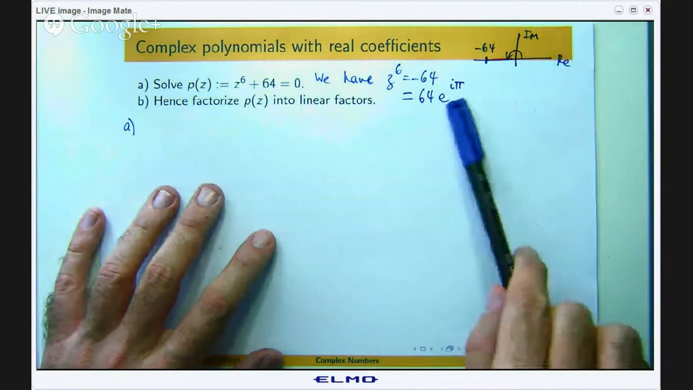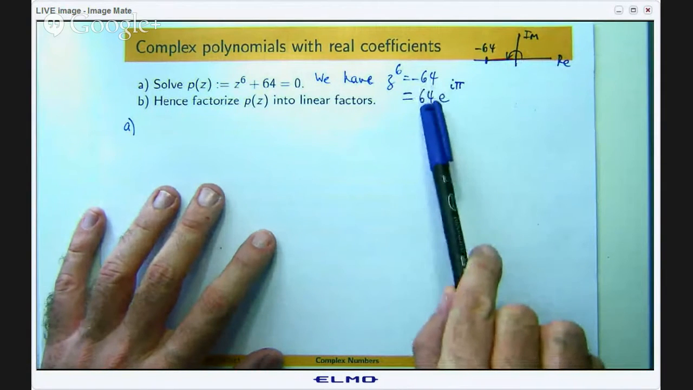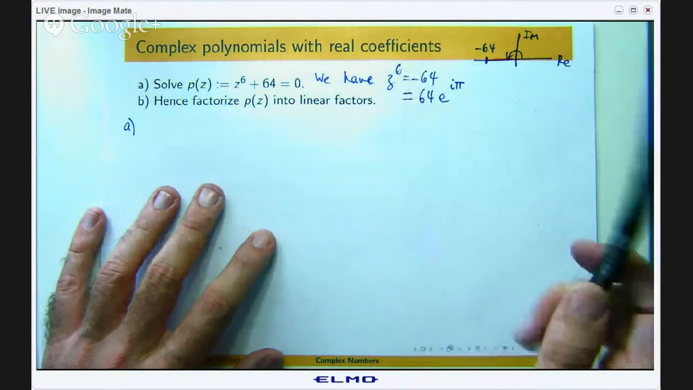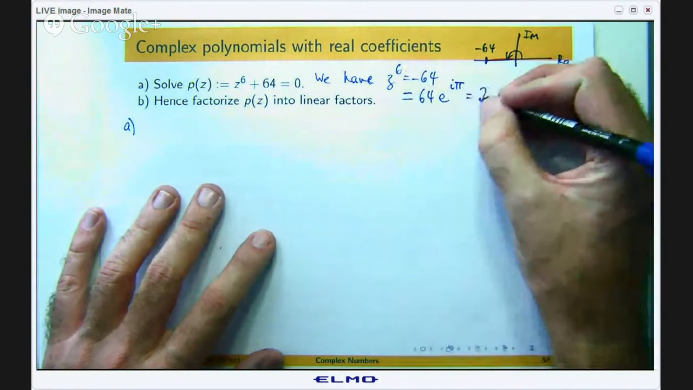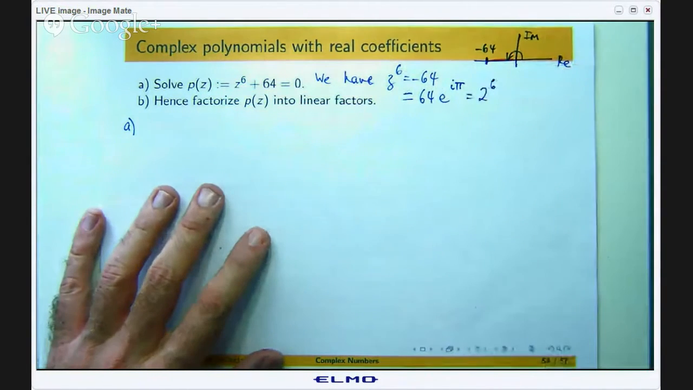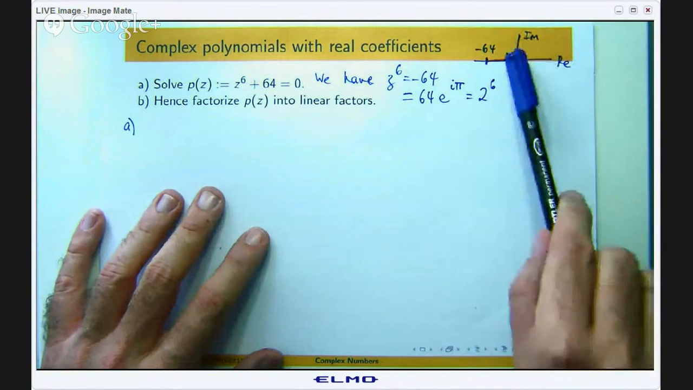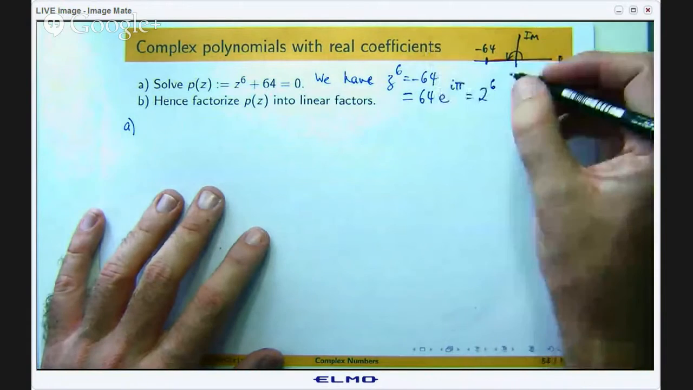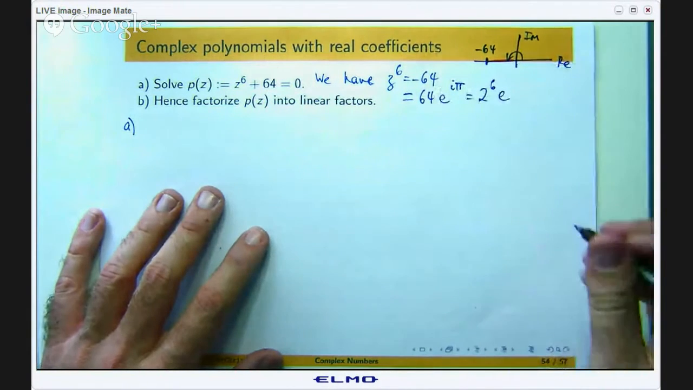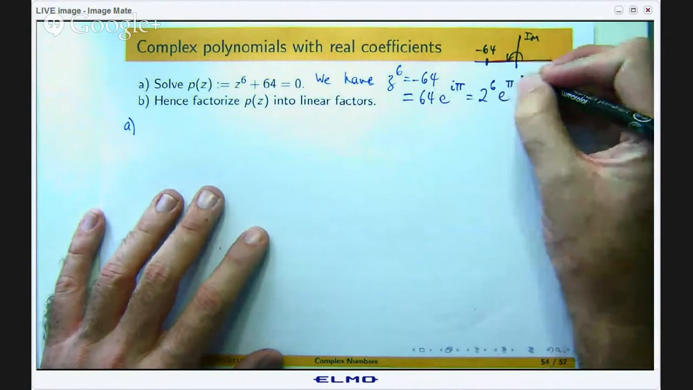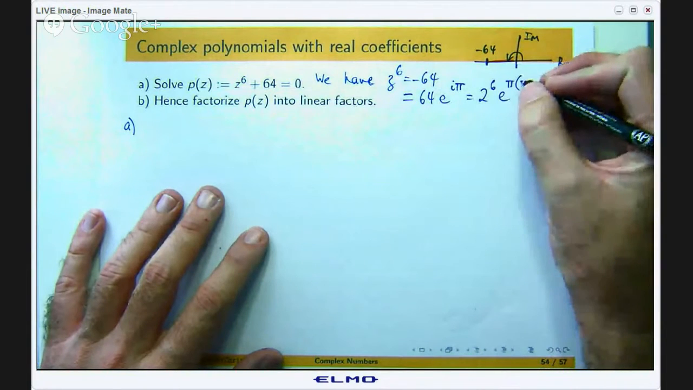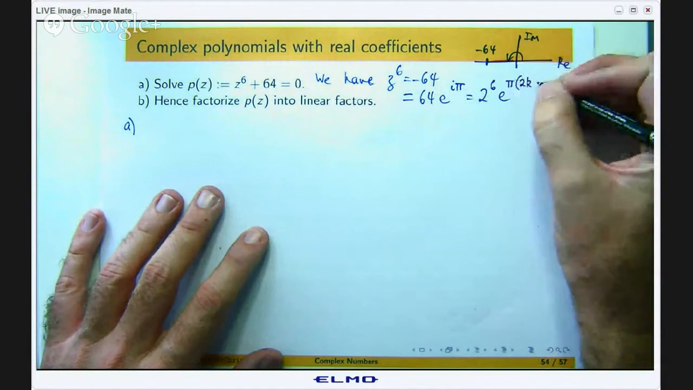Okay? Now this can be further simplified. The first part can be written as 2 to the 6th, and we have a 6 there, so that's going to simplify. But also, the polar form is not unique. You can keep spinning around more and more revolutions to get back to the same point. So to make sure we catch all the solutions to our problem, we can introduce a 2kπ in here.